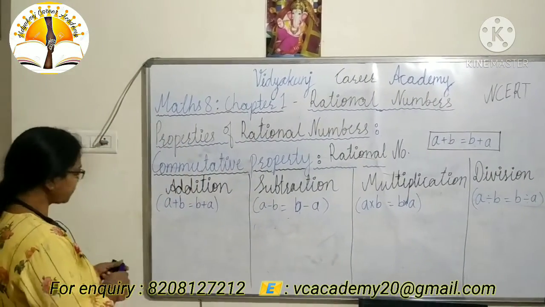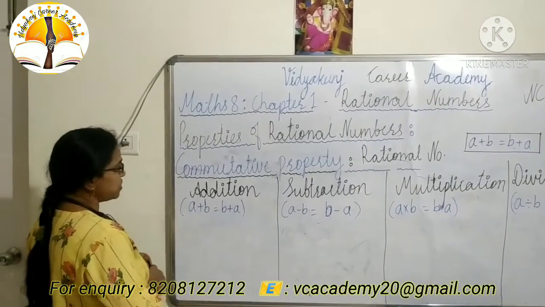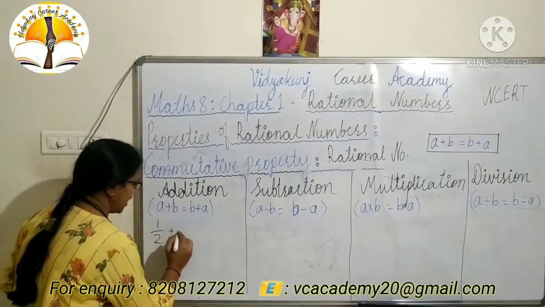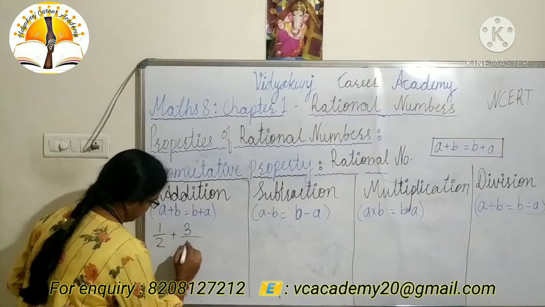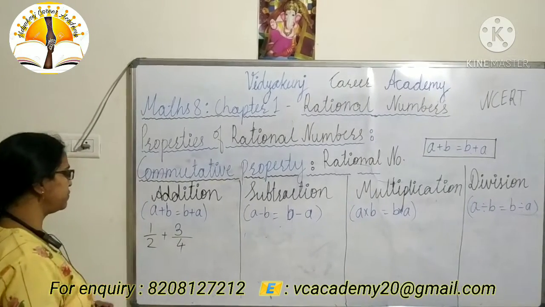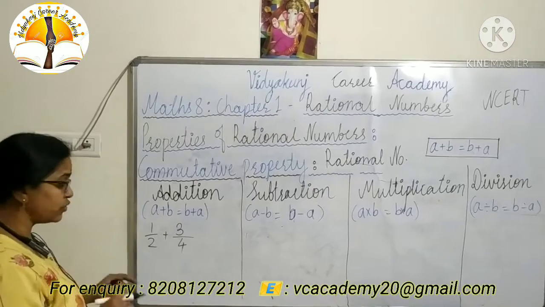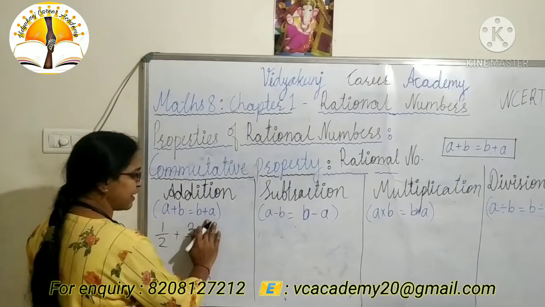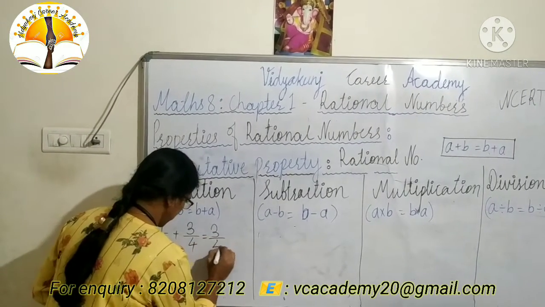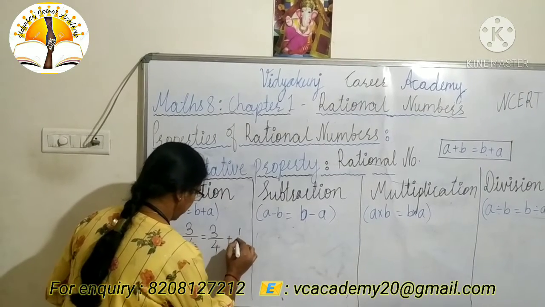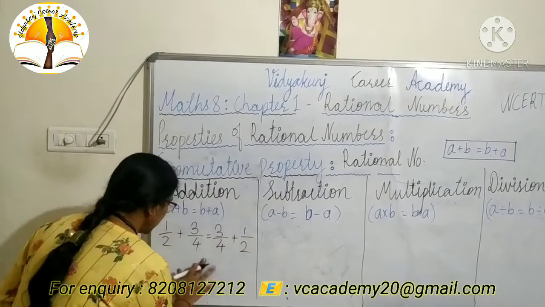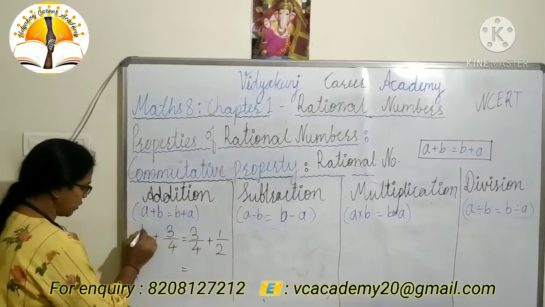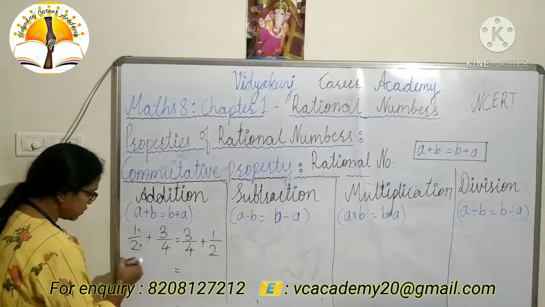Okay, let's see. I will take here two rational number under addition. Any rational number you can take here. I have taken these rational number. Here you have to make denominator same. Okay. Before that I will write here by interchanging numbers. Okay, I have written it like this. Now I have to make denominator same. Look at here. Here is 4 and here is 2. I have to make denominators same.